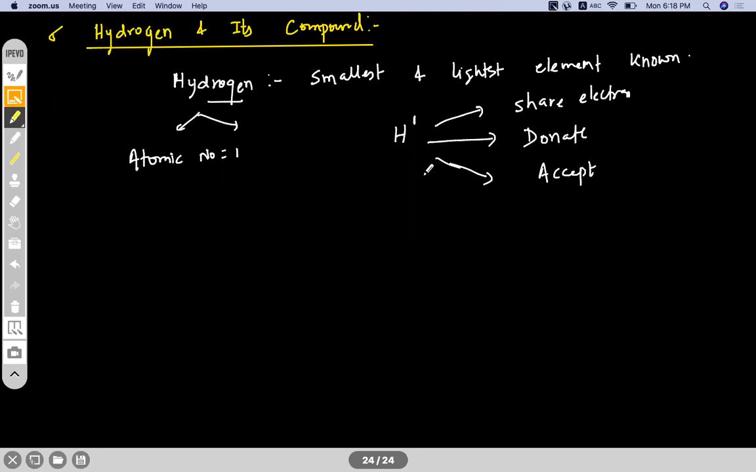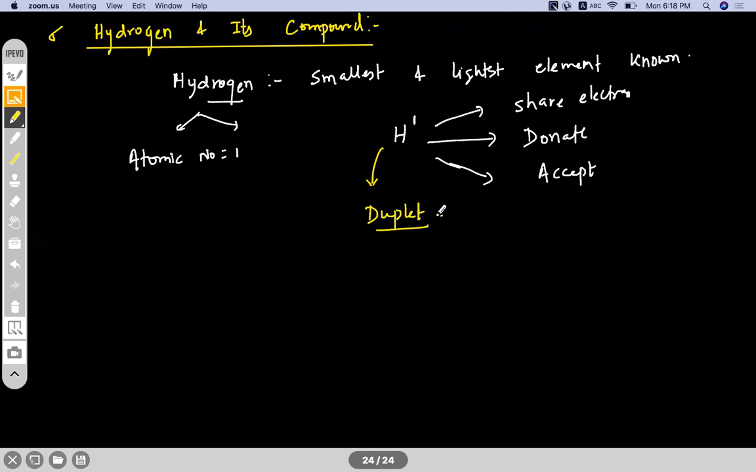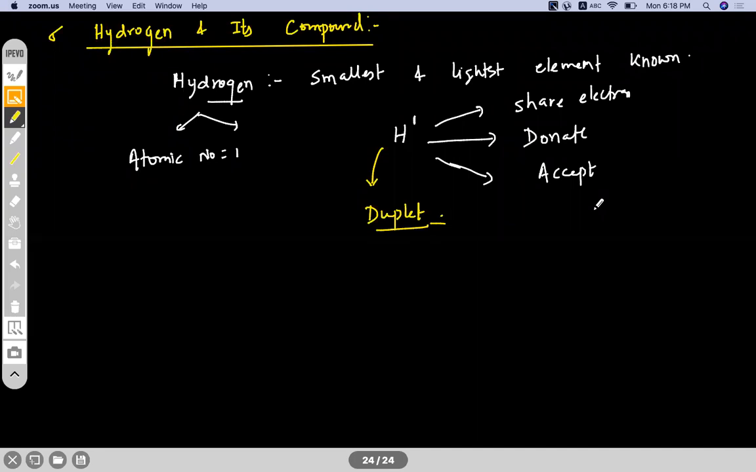It never forms an octet, but it forms a duplet. A maximum of 2 electrons it can have in the outermost shell, hence we say it forms a duplet. Because of 3 different behaviors, sharing, donation, or acceptance of electrons, initially there was a confusion, an ambiguity, about which group we should place hydrogen in.